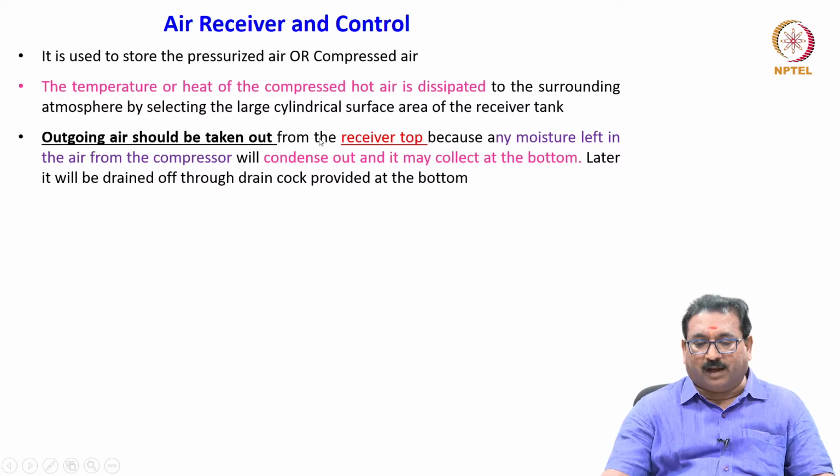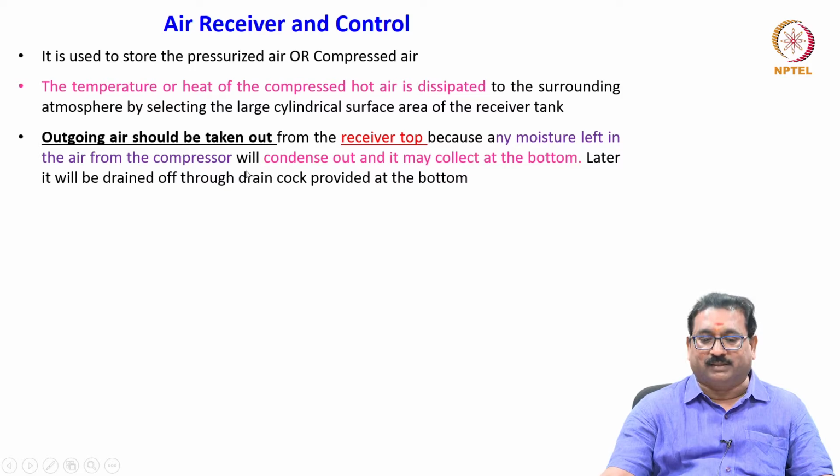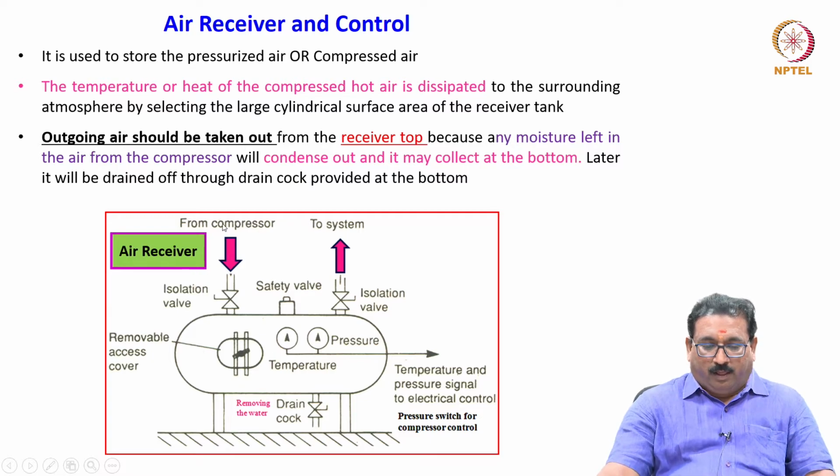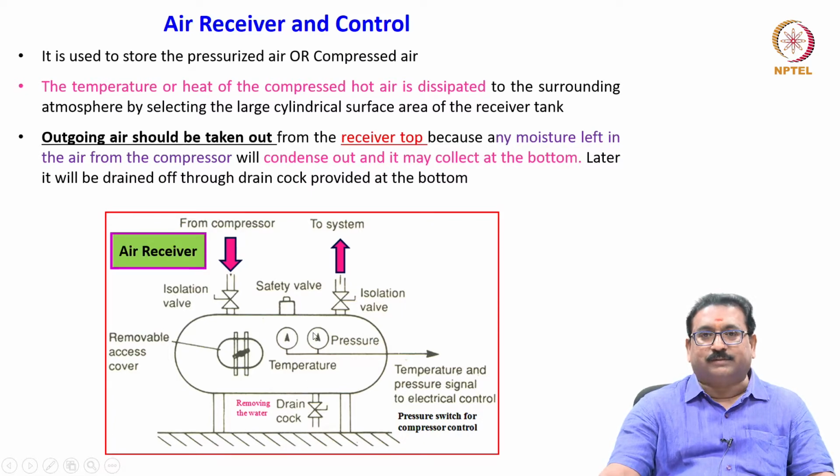Outgoing air should be taken out from the receiver top, because any moisture left in the air from the compressor will condense out and may collect at the bottom. Later it will be drained off through the drain cock provided at the bottom. If you do not use the air in the compressor, it may drain out using this. This is an air receiver. From the compressor it will enter, an isolation valve is there. Then if you store this air for many days, water formation will take place, and it will drain out here from the bottom.